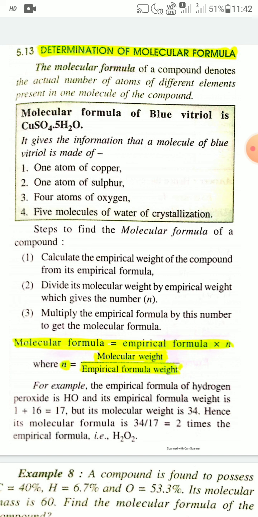Similarly, the actual formula of glucose is C6H12O6. In the previous video, I told that the empirical formula of glucose is CH2O, while the actual molecular formula of glucose is C6H12O6. Empirical formula is the simplest formula. It is not the actual formula. So the actual formula is the molecular formula.